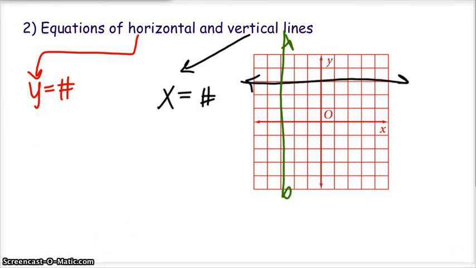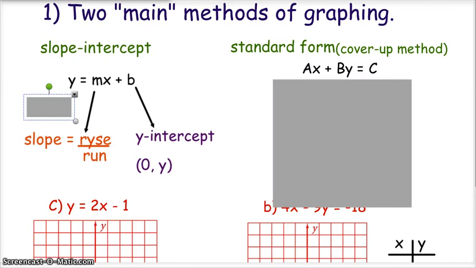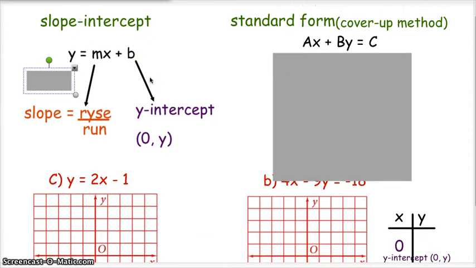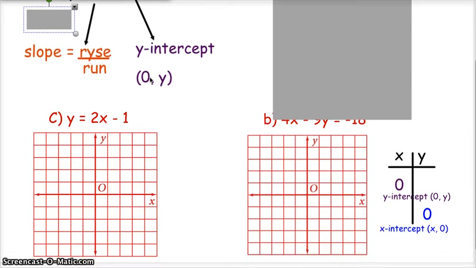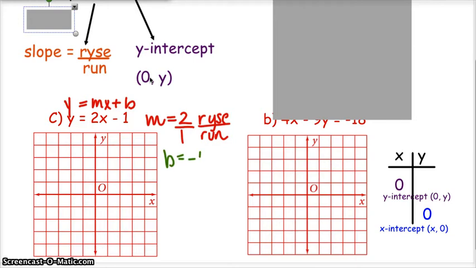All right, now I'm going to go a little bit out of order. I would like to discuss with you slope-intercept form, and I'm going to use example C. It's y = 2x - 1. In slope-intercept form, we need slope and we need y-intercept. So when we look at letter C, y = mx + b, the m value here, or my slope, is 2 over 1 because slope is rise over run. The b value is going to be -1.